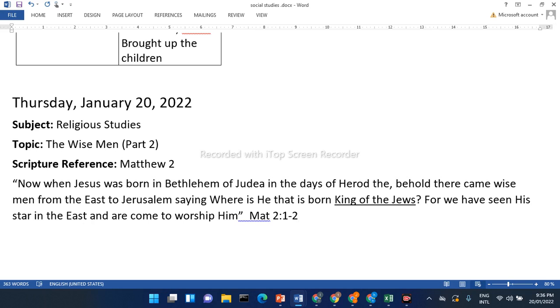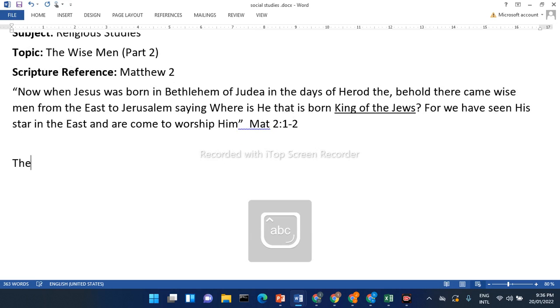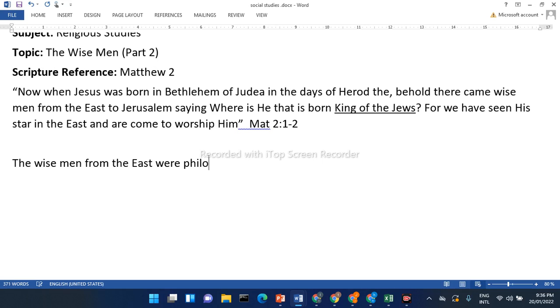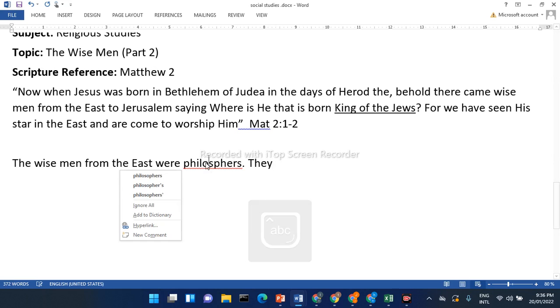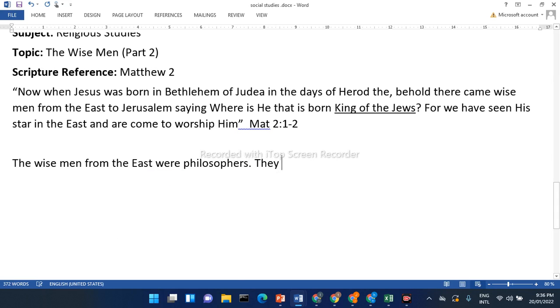So who were the wise men? Just some more information on the wise men. So the wise men from the east were philosophers. Now, they came from a larger group though. So these wise men who traveled to Jerusalem came from a larger group.